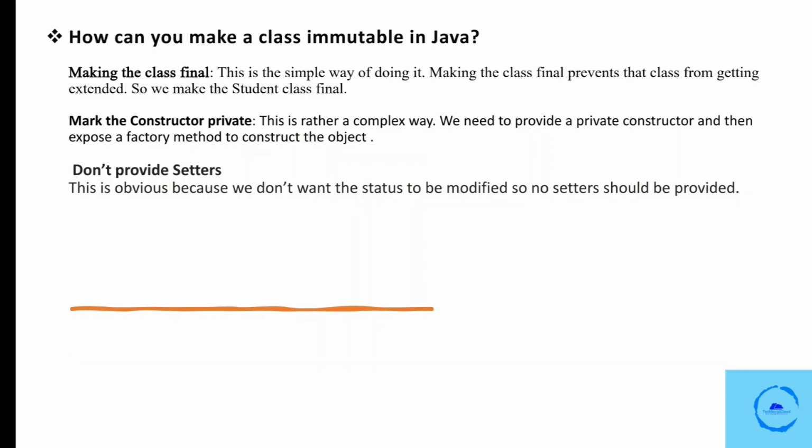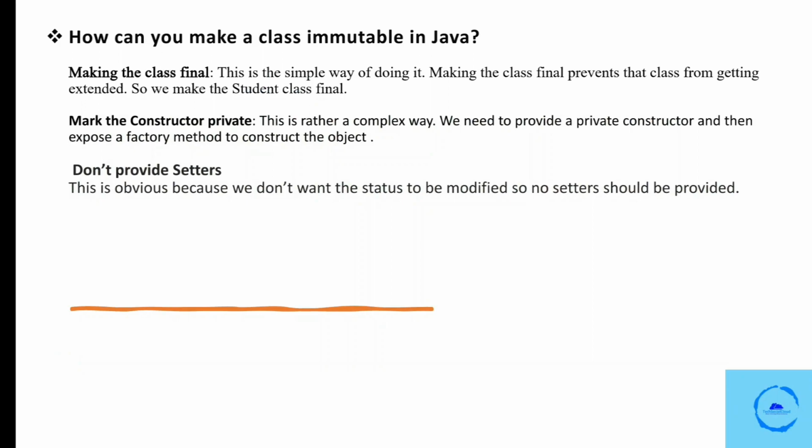So the next question is, how can you make a class immutable in Java? First, let's understand what is immutable. An object is considered immutable if its state cannot be modified after it is created. Once an immutable object is initialized, its content or state remains constant throughout its lifetime. So to make a class immutable, we need to do three things.